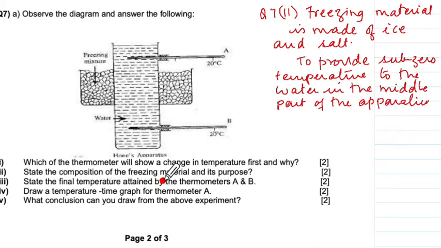State the final temperatures obtained by thermometers A and B. So we will have the third part. A will be showing 0 degrees C and B will be showing 4 degrees C.